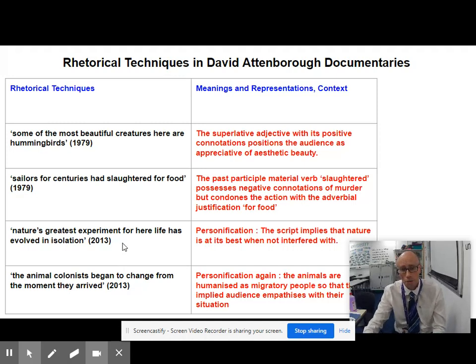Nature's greatest experiment, for here life has evolved in isolation. I am turning into David Attenborough. So the comment there is personification. So the script implies that nature is at its best when not interfered with. So there's the point there about tables. Tables can be very useful in getting a handle on the data that you've got.